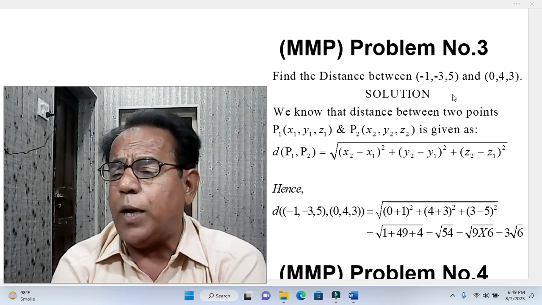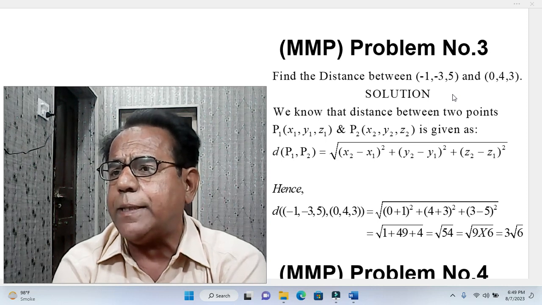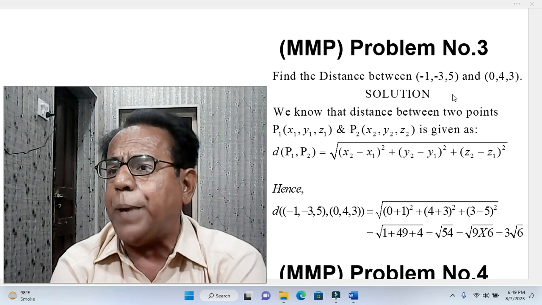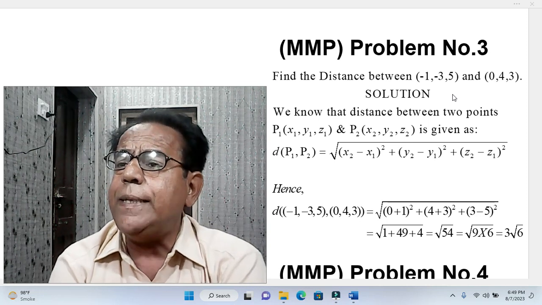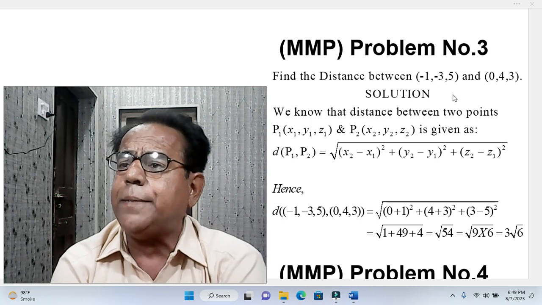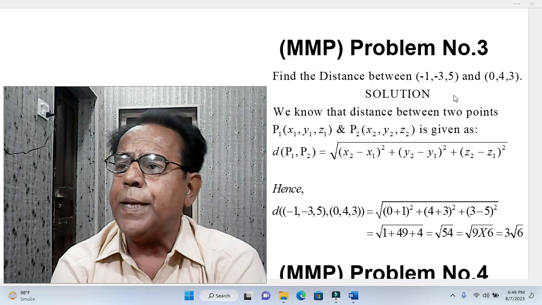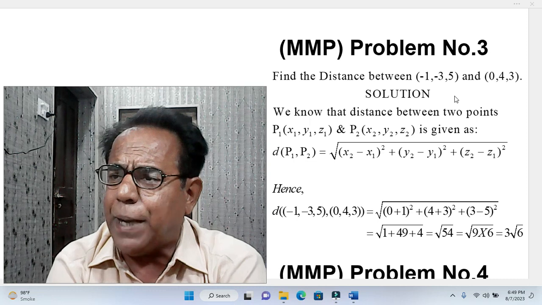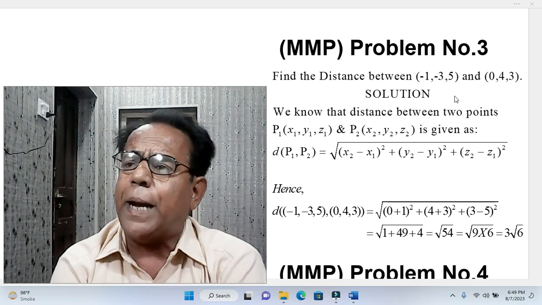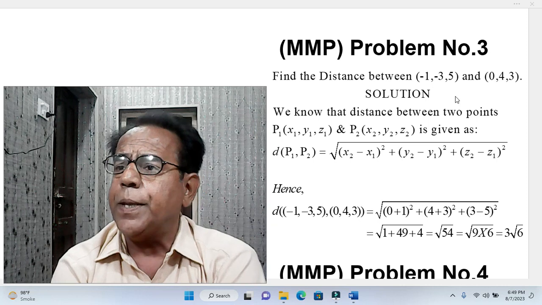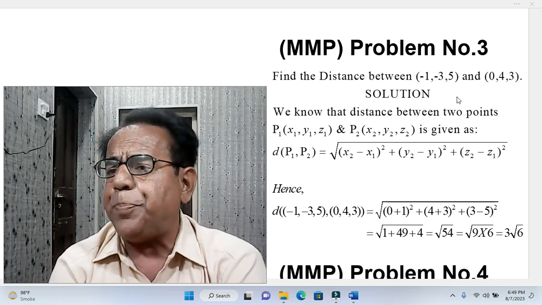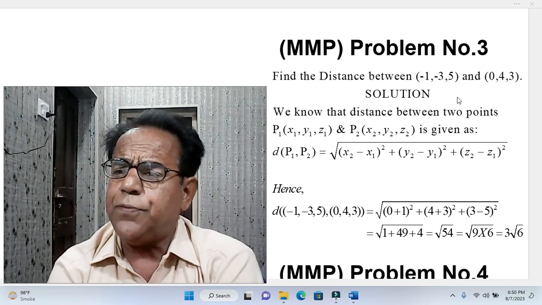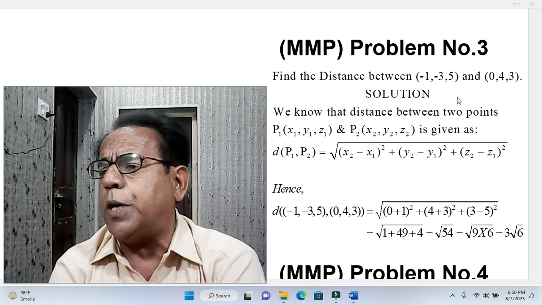the distance between the two points having coordinates (-1, -3, 5) and (0, 4, 3) becomes equal to 0 plus 1. Okay, because 1 is already minus, so 0 minus minus 1 will become 0 plus 1. Similarly, plus 4 plus 3, because 3 is already minus, so 4 minus minus 3 will become 4 plus 3, plus 3 minus 5. Okay, after simplification it becomes 1 plus 49 plus 4 equal to the square root of 54.